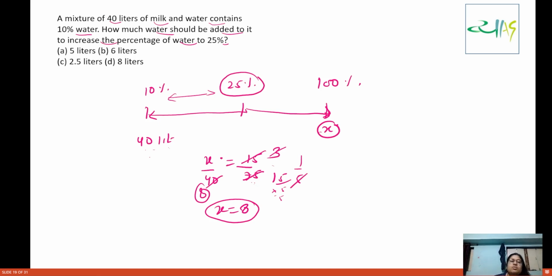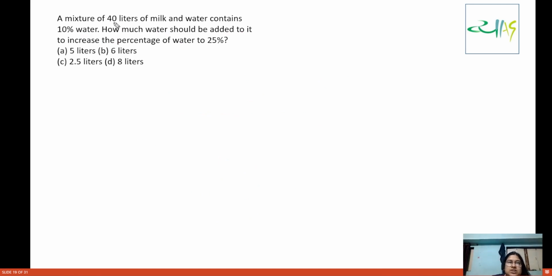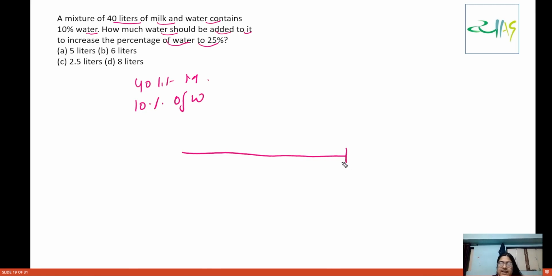So I told you two methods here. Okay, and this method is the simplest. See, what we did here is a mixture of 40 liter of milk and water contains 10% water. How much water should be added to it to increase the percentage of water to 25%? Okay, so we have 40 liter of milk and water, and 10% of water in this. तो बस वी हैव टू राइट दिस इन अवर एलिगेशन फॉर्म ओनली. तो पहले 40 लीटर आपका मिल्क एंड वाटर का मिक्सचर है, उसमें आपका 10% वाटर है. देन आपका वाटर का परसेंटेज 25% हो गया जब आपने x लीटर ऑफ वाटर ऐड किया, और x लीटर ऑफ वाटर में वाटर का परसेंटेज क्या है?